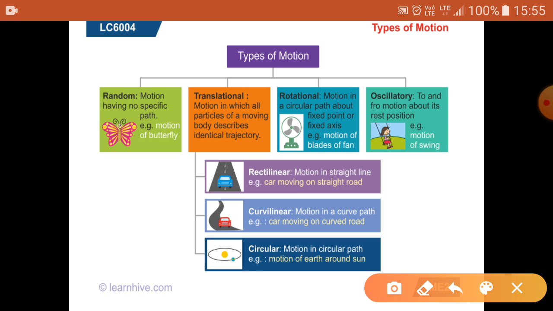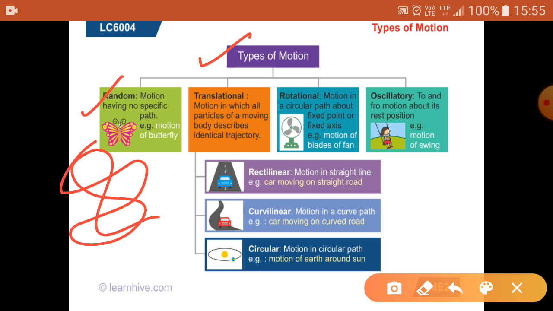Now this flow chart is very nice to give you a brief account of types of motion. First is random motion. The motion having no specific path is known as random motion. For example, the motion of the butterfly, because it does not have any specific path. Then translational motion, the motion in which all particles of a moving body describe identical trajectory. Translational motion is basically divided into two, rectilinear and curvilinear.